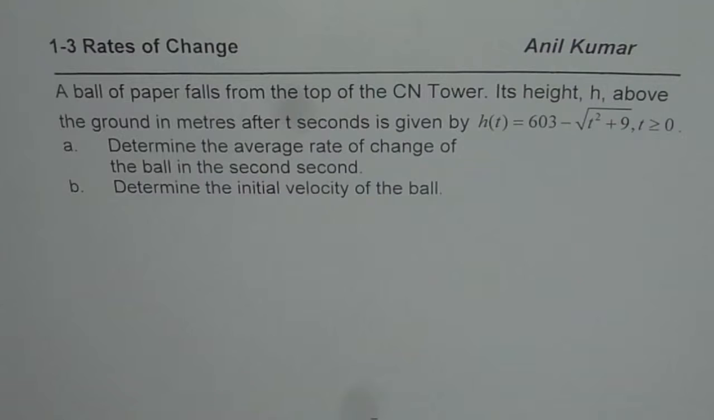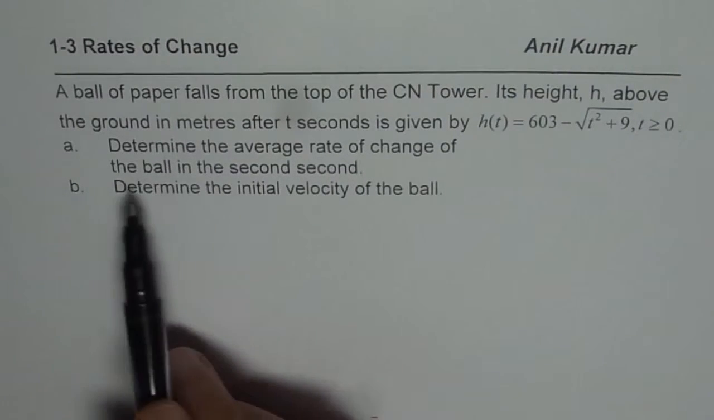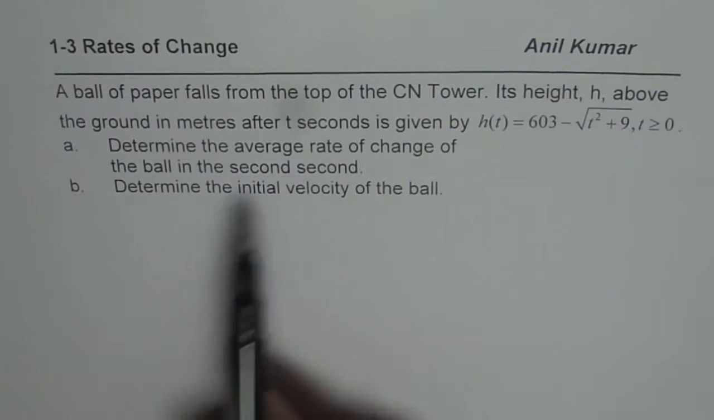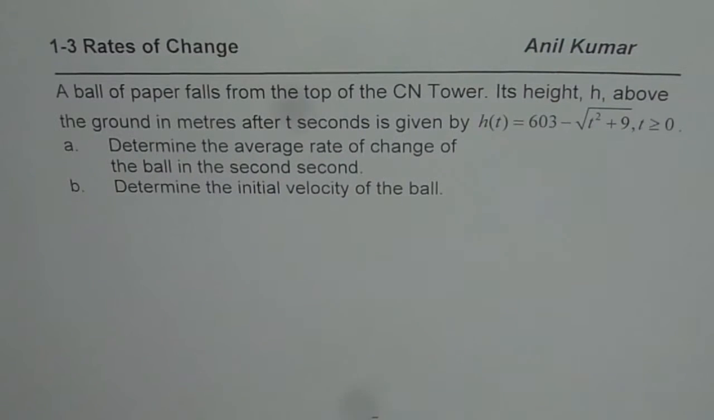A ball of paper falls from the top of CN Tower. Its height h above the ground in meters after t seconds is given by h(t) = 603 - √(t² + 9), where t ≥ 0. Part A: Determine the average rate of change of the ball in the second second. Part B: Determine the initial velocity of the ball. You can pause the video, answer this question, and then look into my suggestion.